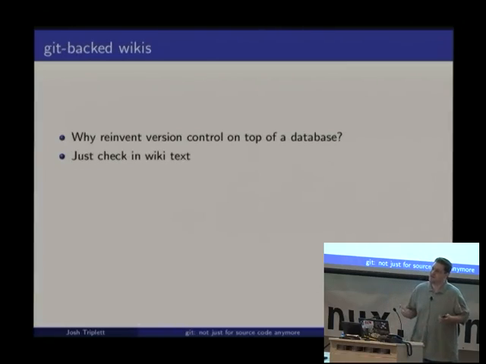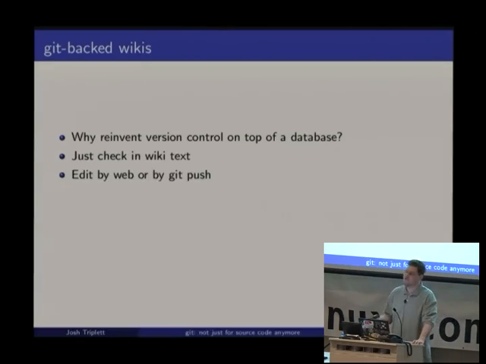Another fun one is Git-backed wikis. Well, if you're building version control effectively, why are you doing it on top of a database rather than a version control system? You look at something like MediaWiki, and it's actually building version control on top of SQL. Why not just check in your wiki text into a Git repository? And the nice thing about this is for free, you get the ability to not just edit by web, which is actually now the harder case because you have to go run Git commands from a CGI, but you can edit by Git push. Just push new content to the wiki and have it render from a hook.